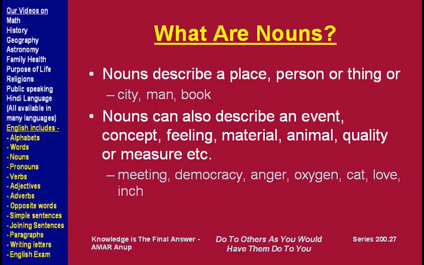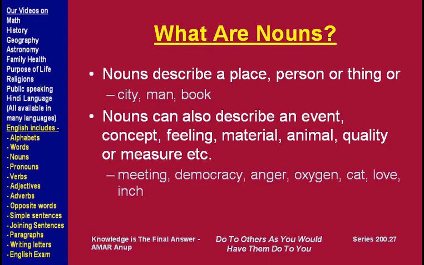Meeting is an example of an event. Democracy is an example of a concept. Anger is an example of a feeling. Oxygen is an example of material. Cat is an example of an animal. Love is an example of quality. And inch is an example of measure.